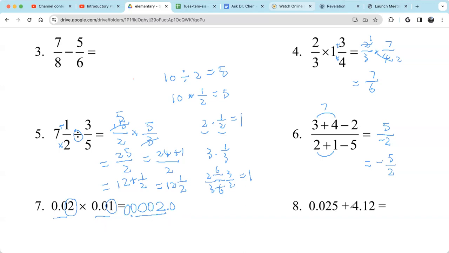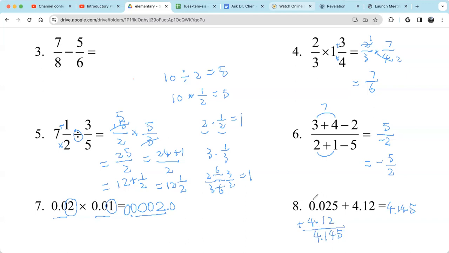Let's see 8. We're adding decimals. When we add decimals, we need to line up the decimal points. So 4 is before the decimal point, then 1 and 2. Then we add 5 plus nothing, that's 5. 2 plus 2, that's 4. 0 plus 1, that's 1. Decimal point, keep writing it. 0 plus 4, that's 4. So that's the answer. The answer is 4.145.